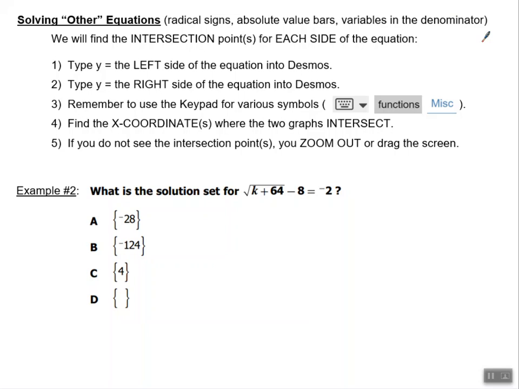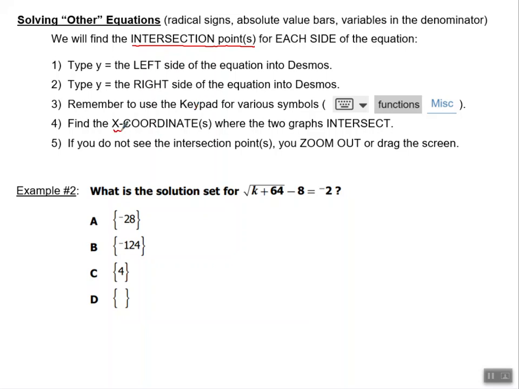And how we're going to do that is look for the intersection point, or points if there are multiple solutions, for each side of the equation. So with our Desmos calculator, we're going to type y equals the left side of the equation and y equals the right side of the equation. Remember, if we have any funny symbols, those will be found in the keypad, like square root symbols, cube root symbols, or absolute value bars.